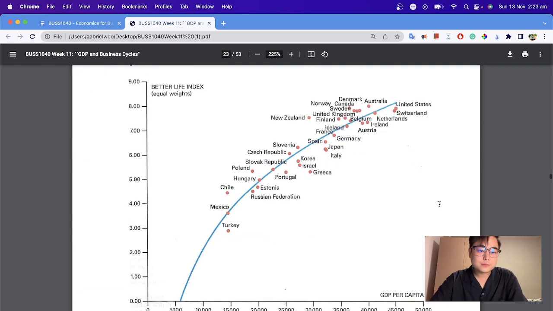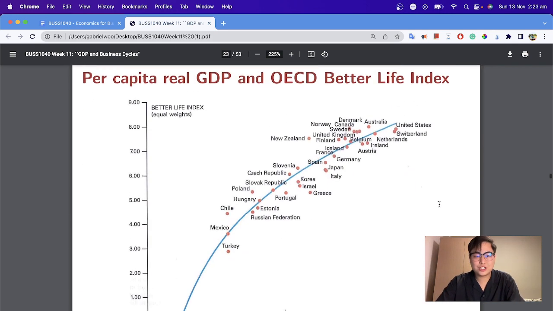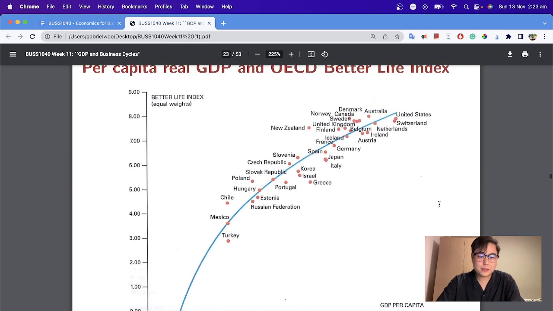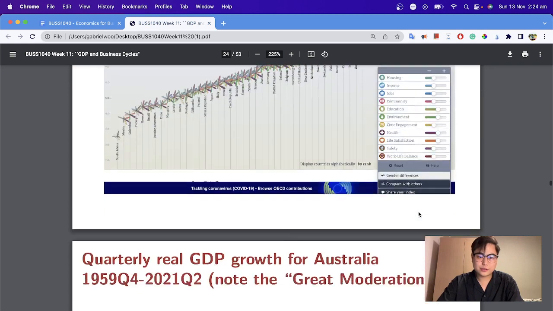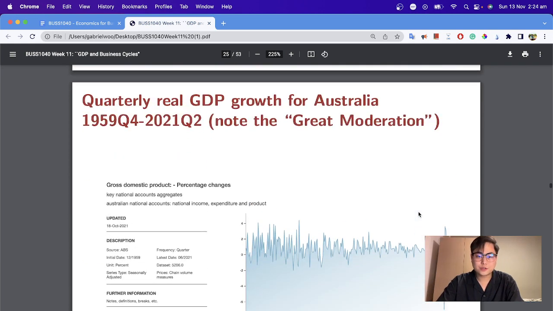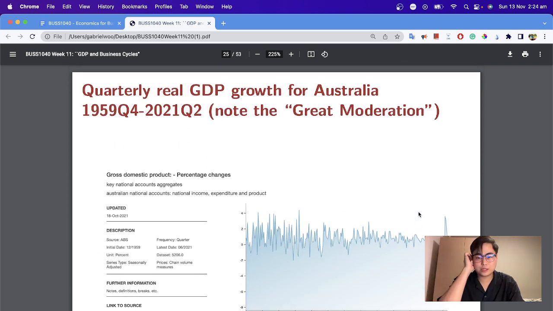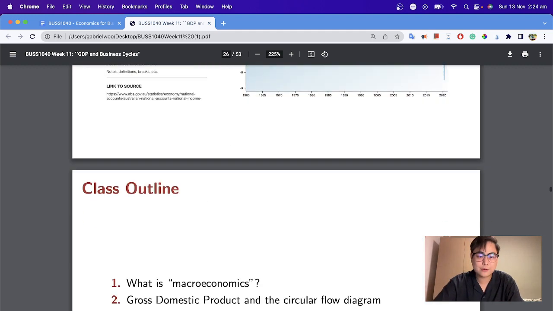Here we can see quite a good correlation between the Better Life Index and the GDP per capita. Here you can see additional information about that. Here's quarterly real GDP growth for Australia, and we can see quite a lot of disruption during COVID and overcorrection that is coming down right now.